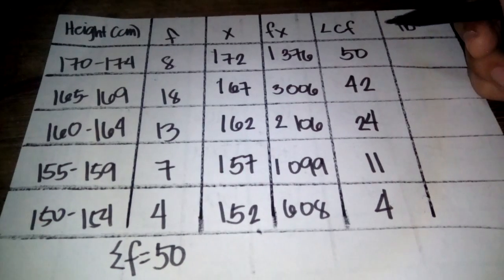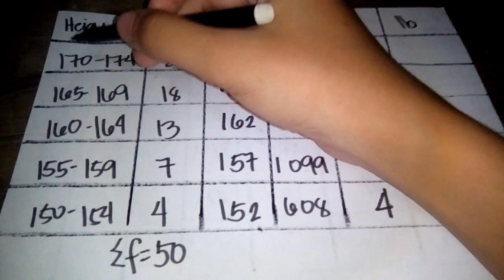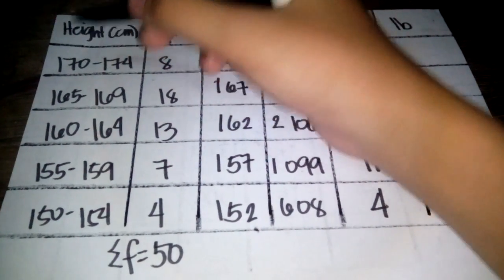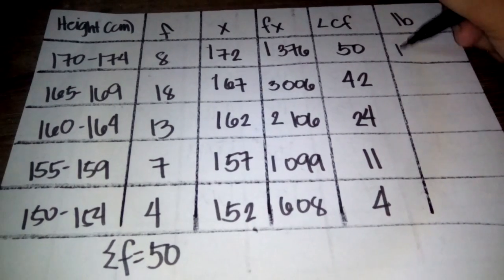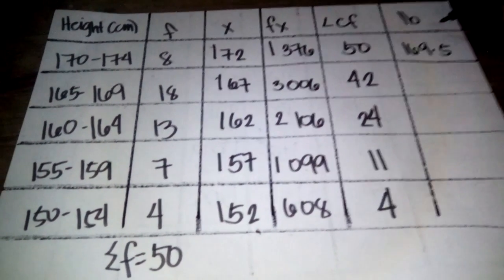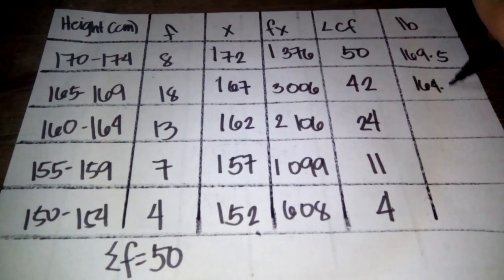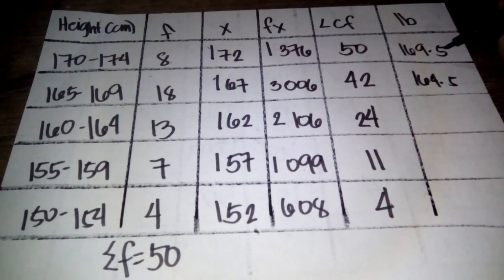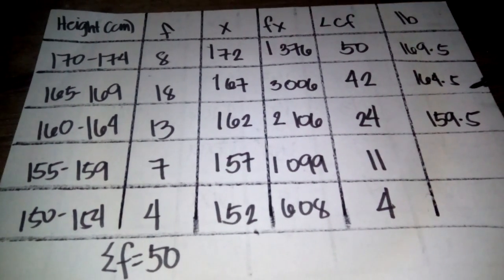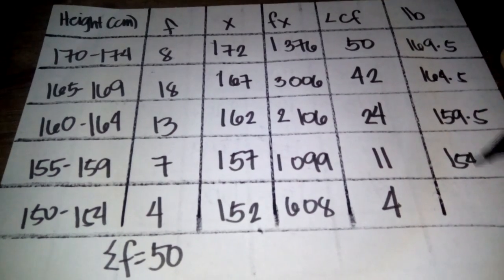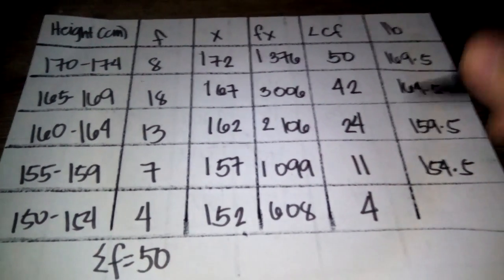Next is to get the lower boundary. To get the lower boundary, you have to subtract 0.5 from the number to the left here. So 170 minus 0.5 equals 169.5. Then 165 minus 0.5 equals 164.5. Then 160 minus 0.5 equals 159.5. Then 155 minus 0.5 equals 154.5. Then 150 minus 0.5 equals 149.5.